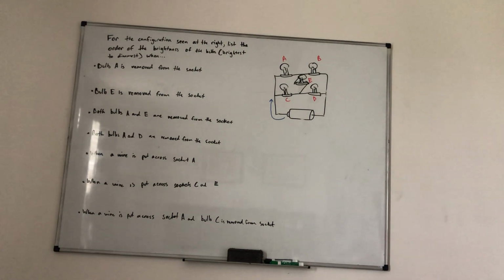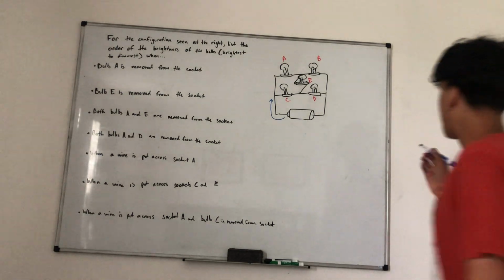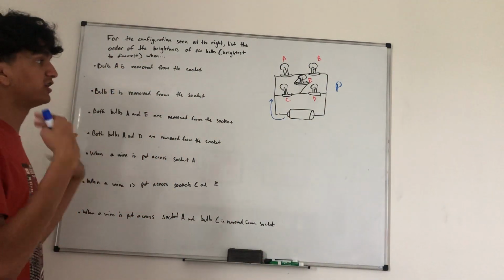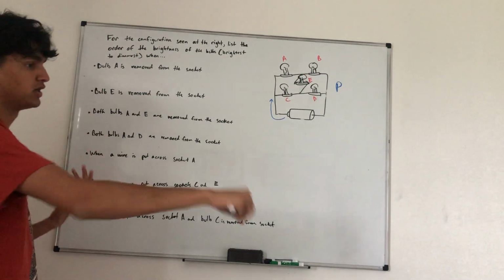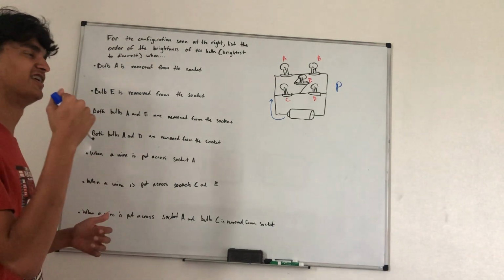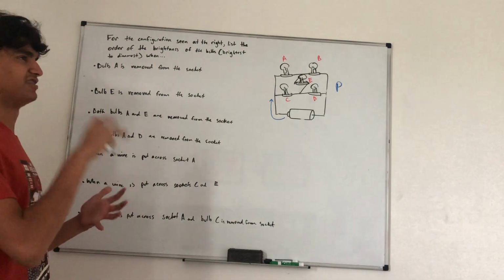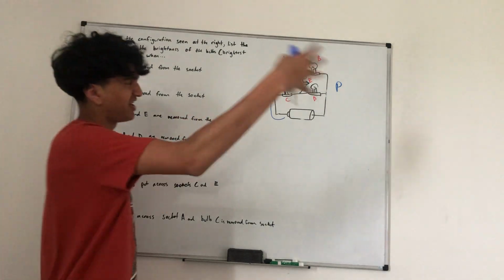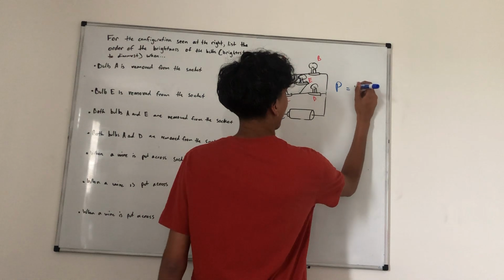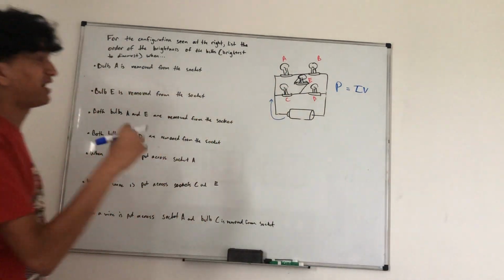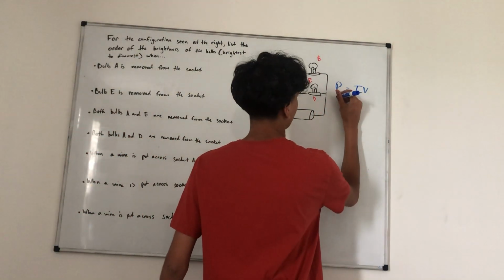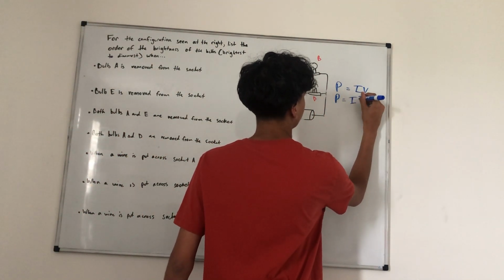As a refresher, the brightness of the bulb is connected to its power, how quickly it can change electric potential energy into light energy, the rate at which it does work. So power is going to equal I times V. V is equal to I times R, so it's really I times R. That's how you get P is equal to I squared times R.